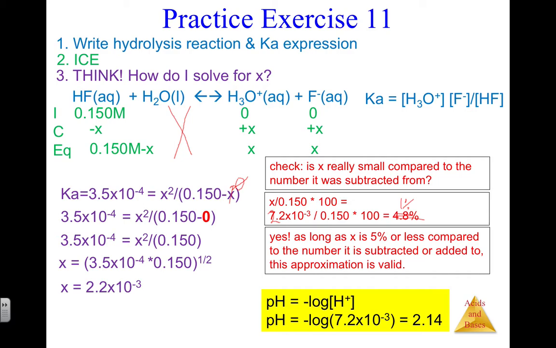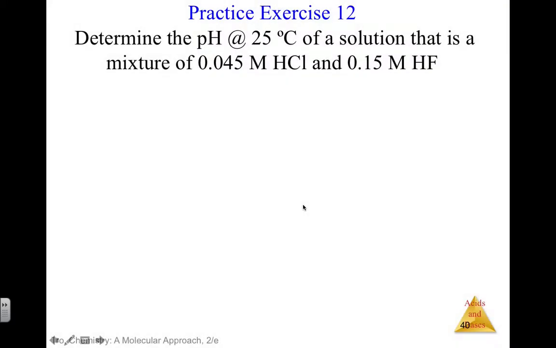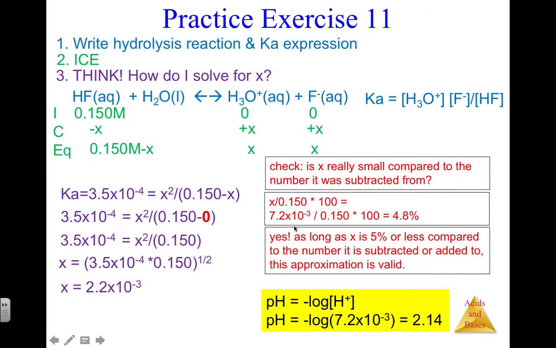It is indeed 7.2. So my typo was here. I can't erase. But, so this was correct before the, there we go. So, this typo is right here. Apologize. This is a 7. So, the 5% rule is still met, and my pH is negative log of hydronium, which is 2.14.